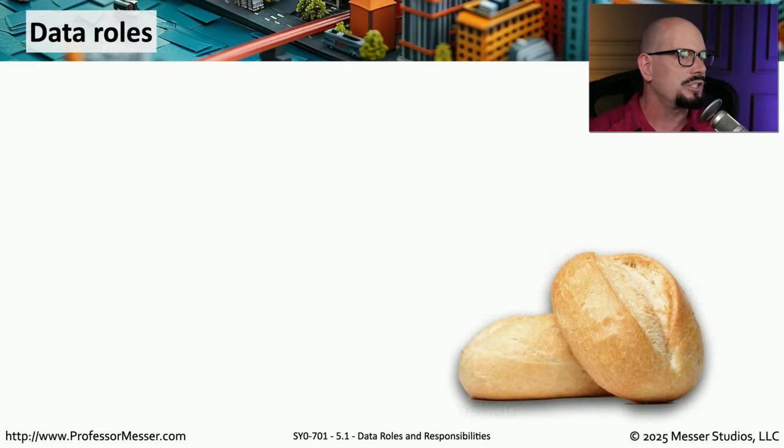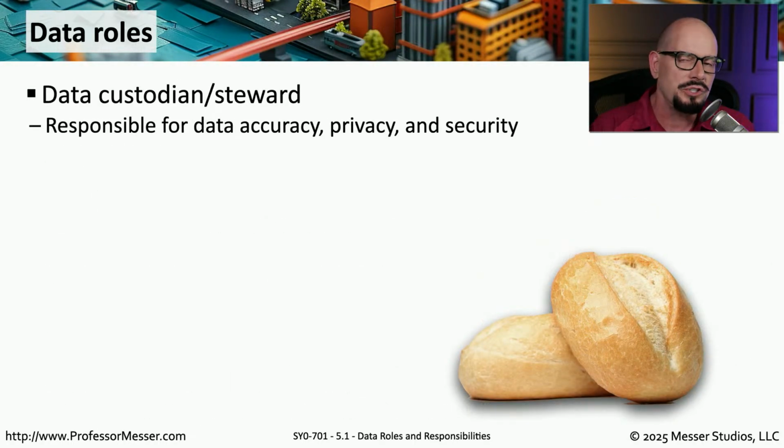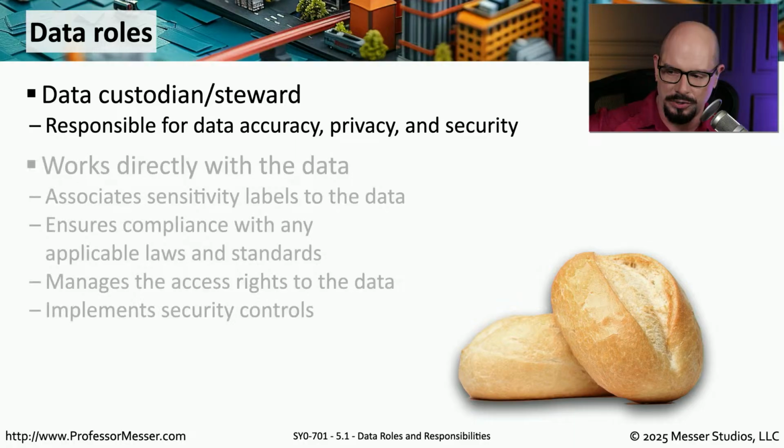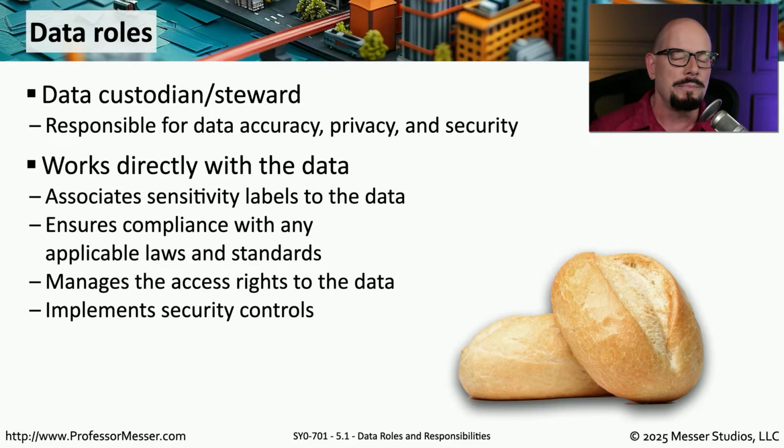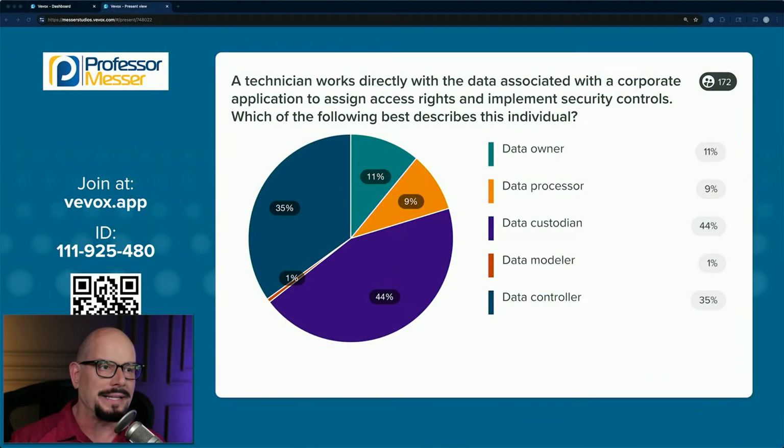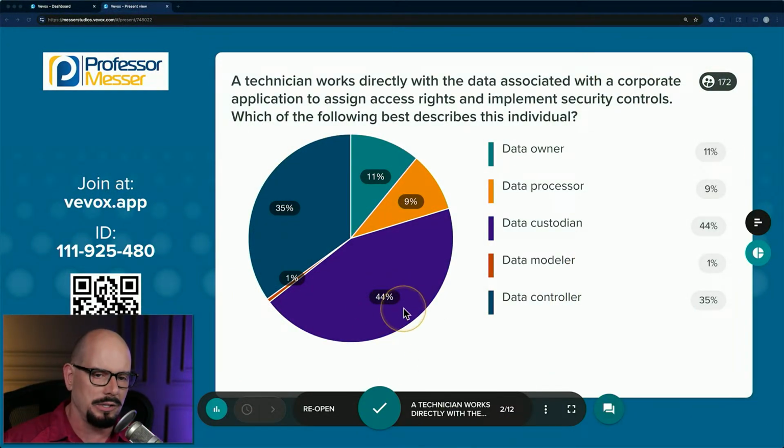44% of you, though, said data custodian. A data custodian or data steward, they're sort of combined into the same thing in the world of the CompTIA exam objectives. And really, they are sort of combined into the same person in reality. They are responsible for the accuracy, the privacy, the security of these systems. So if somebody is applying labels to data, if they are making sure that all of your systems are in compliance with how you handle this data, access rights, security controls, this is what we were looking for. The data custodian is the person that did this, and that was the plurality of you that chose the answer. Not a majority, but we got close.